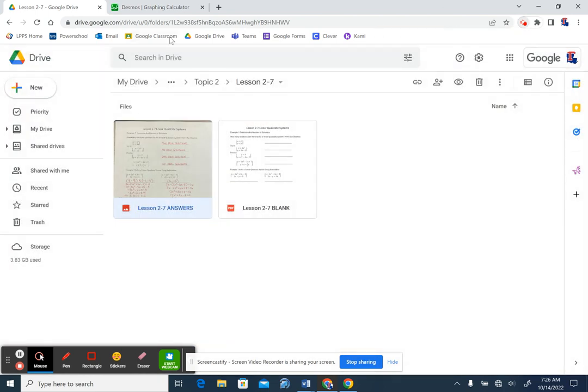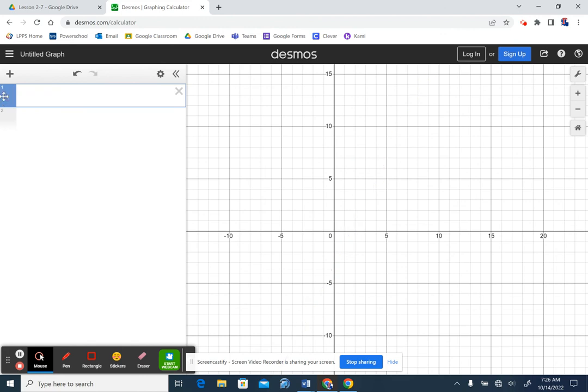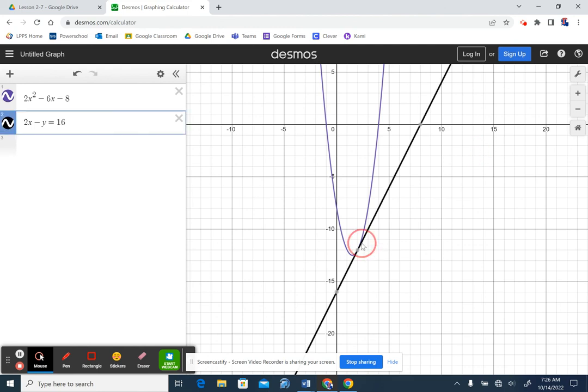Let me see if I have enough time. I do. So I'm going to go back to Desmos and I'm going to type in 2x squared minus 6x minus 8. And then I'm going to type in 2x minus y equals 16. And this is a graphical way. As you can see, if you click and hover, they intersect at 2 and -12.